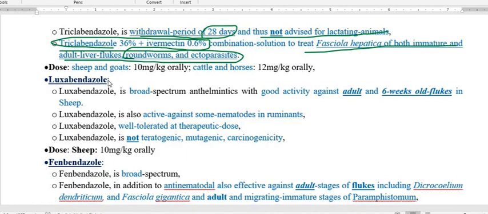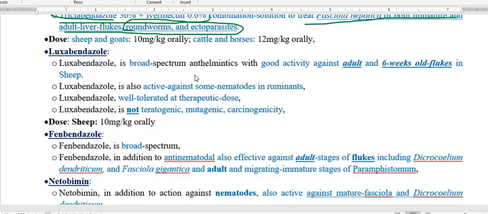Regarding its dose, for sheep and goat it is about 10 mg per kg orally, and for cattle and sheep it is about 12 mg per kg orally. So this is all about triclabendazole. Another drug under the same group is luxabendazole.